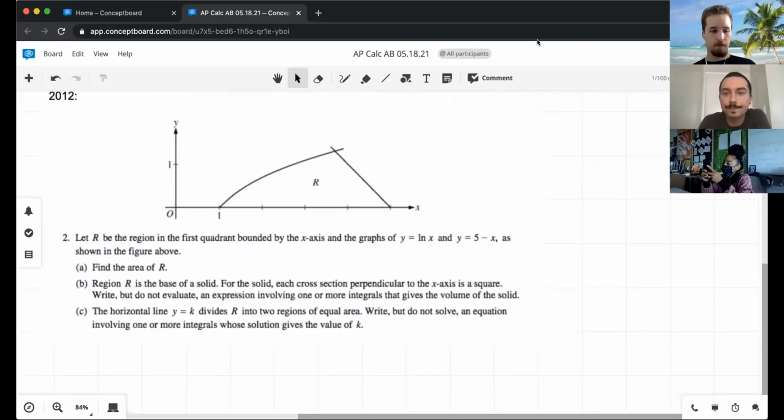Okay, so this is another example of this kind of thing. We're going to let R be a region bounded by these two curves and the x-axis, so this whole area here. We have two functions, y equals the natural log of x and y equals x minus 5. Which one of these is which? Well, x minus 5 is linear, that's this one. Also, natural log of x goes through the point (1, 0), so this one. Let me write that.